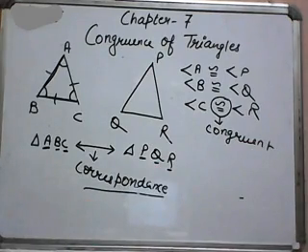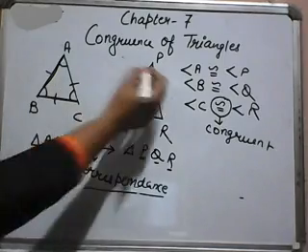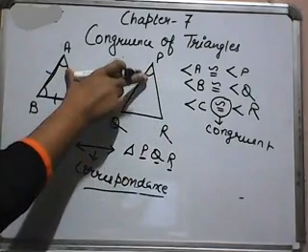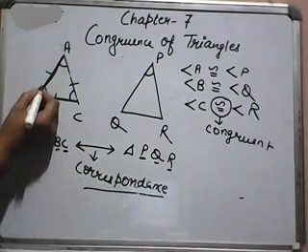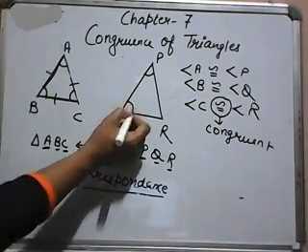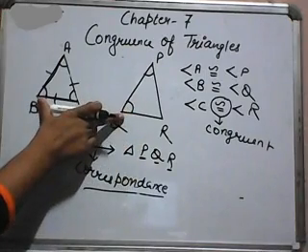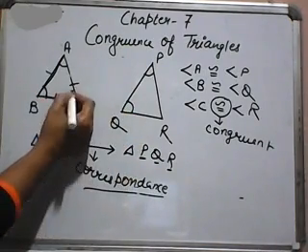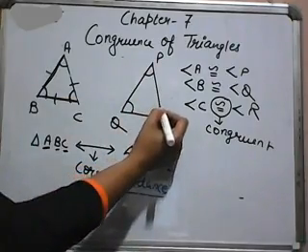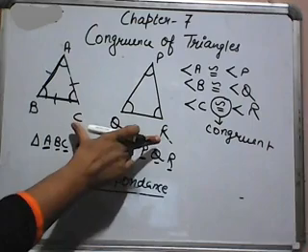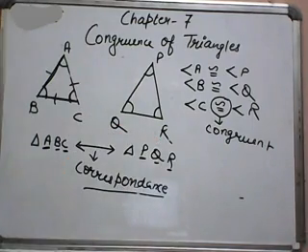Now angle A is congruent to angle P. It means the measurements of these two angles are the same. Angle B corresponds to angle Q. This means the measurements of these two angles are the same. Angle C is congruent to angle R. It means the measurements of these two angles are the same.